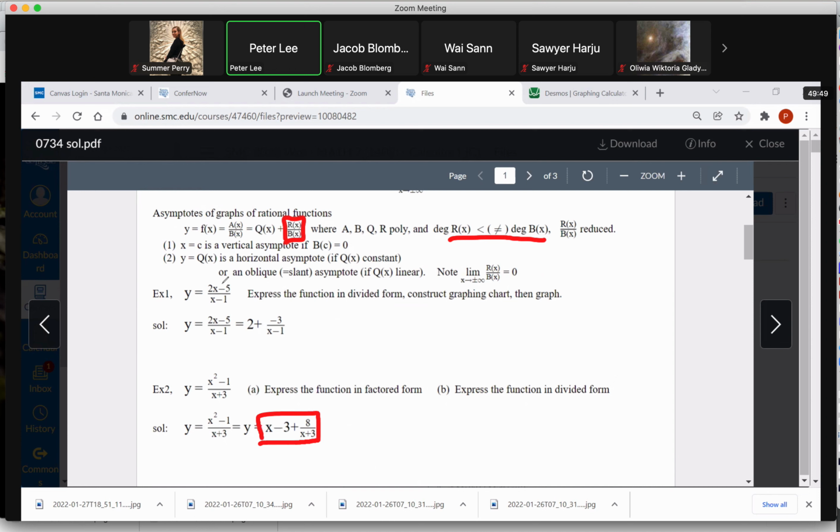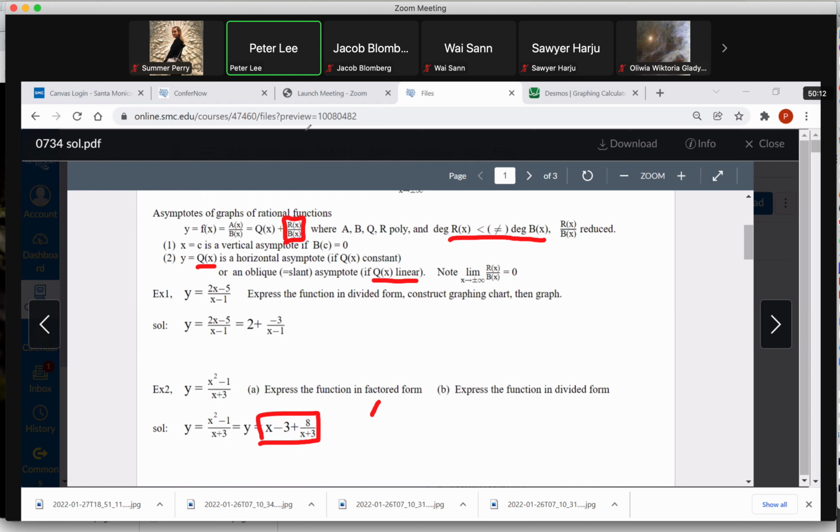And now let's look at the quotient here, q of x. Well, this guy has a vertical asymptote too, x equals negative 3. And then, what is the horizontal asymptote? No. In this case, q of x is linear. If q of x is linear, what do we get? We get a slant asymptote, or what we call an oblique asymptote. So this guy has two asymptotes.